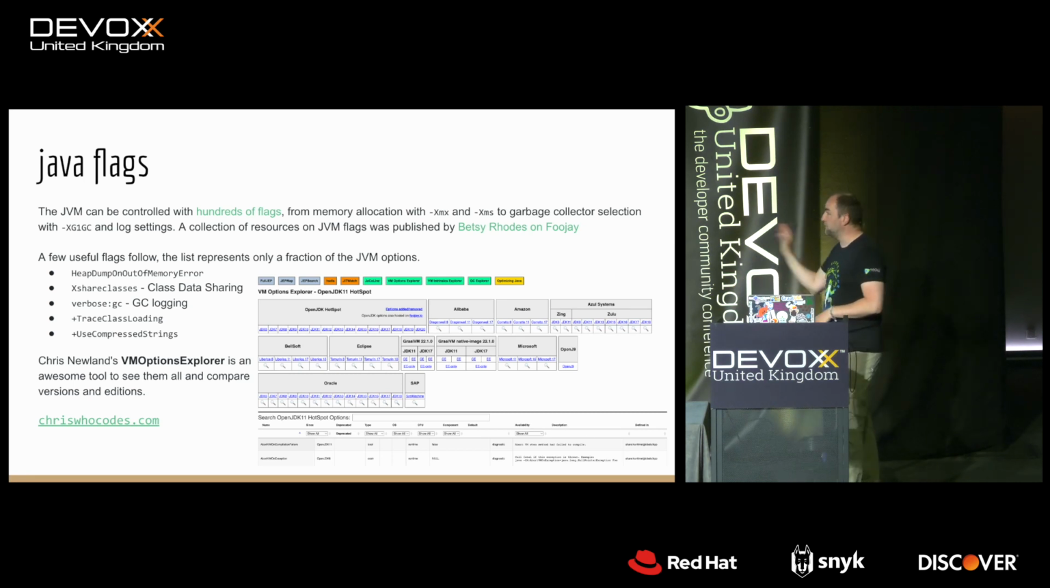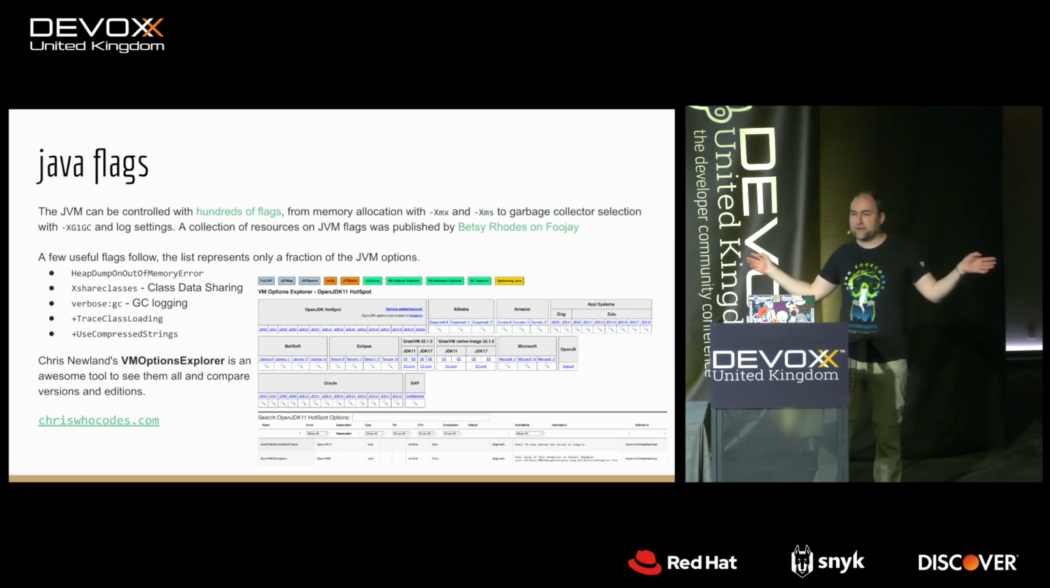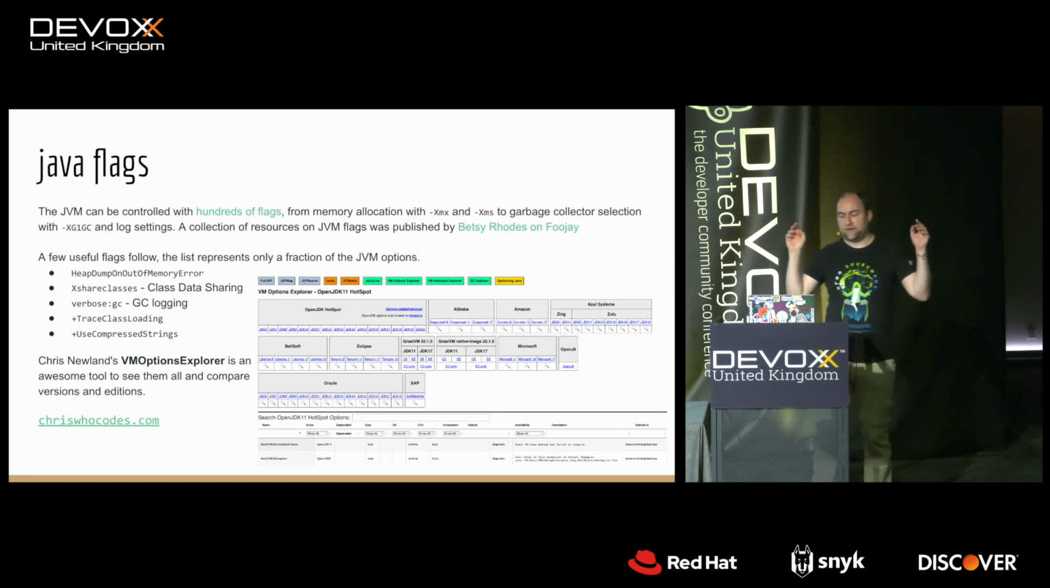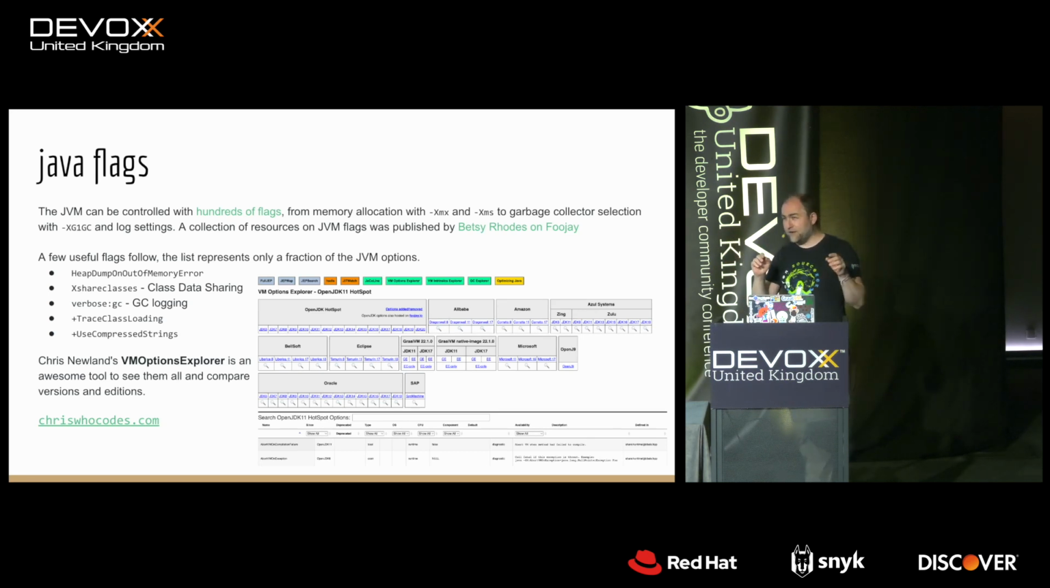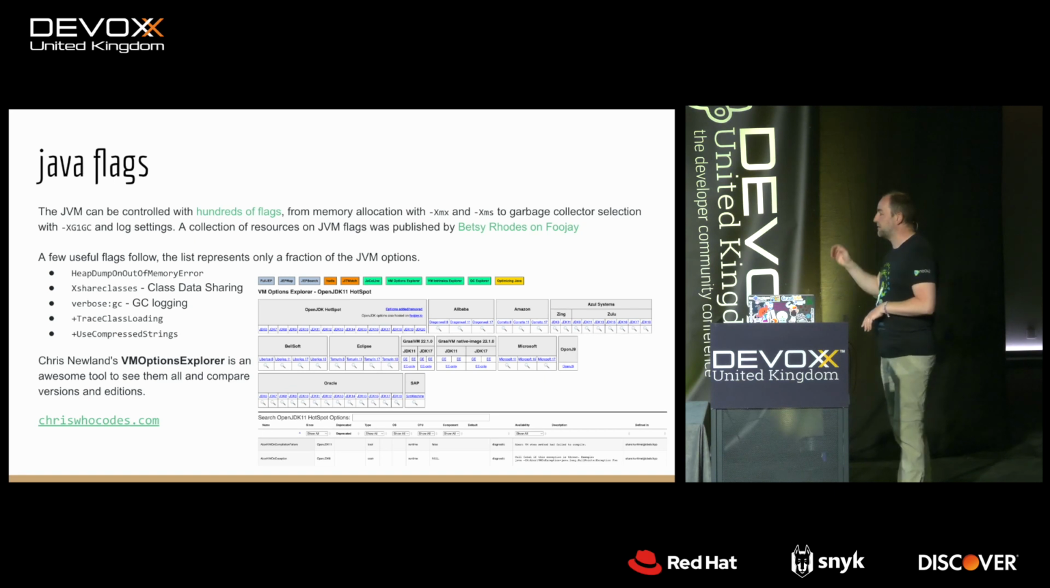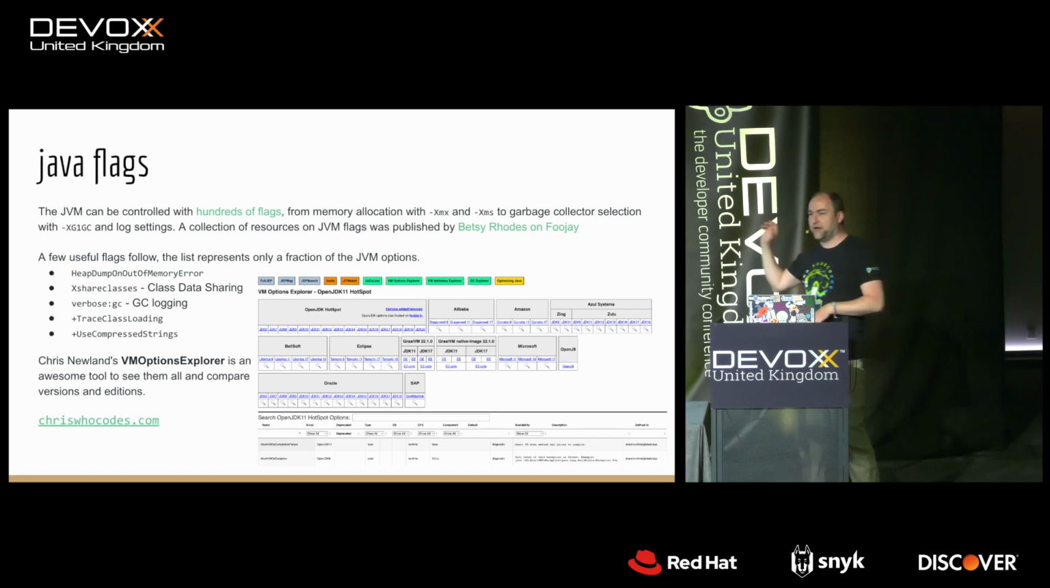Something else, talking about Java: there are hundreds of Java flags for the JVM. I never remember the correct ones or the correct syntax. So there are some really nice online tools, for instance from Chris Newland, there's the VM Options Explorer. I can really recommend that. If you look for certain options, please check that out.